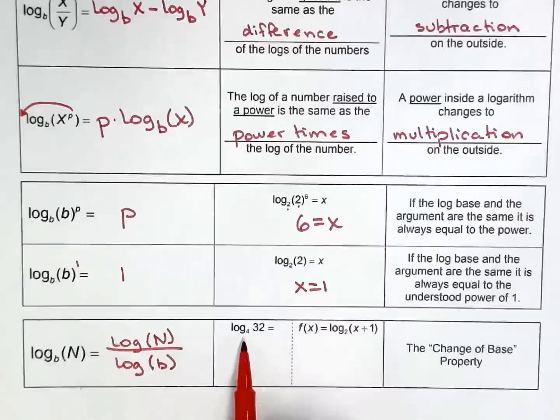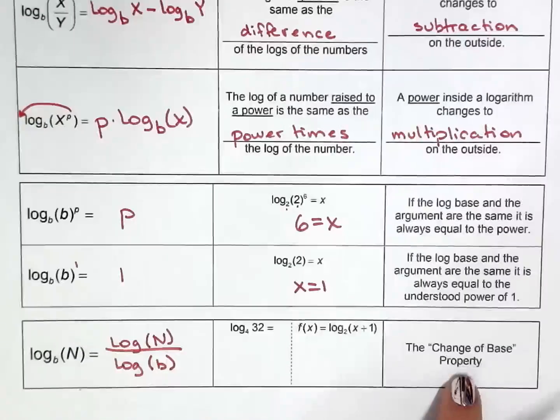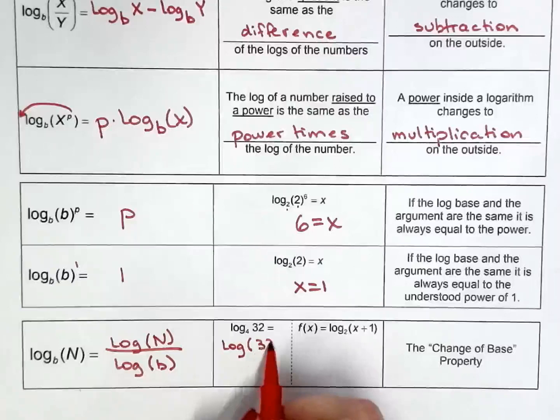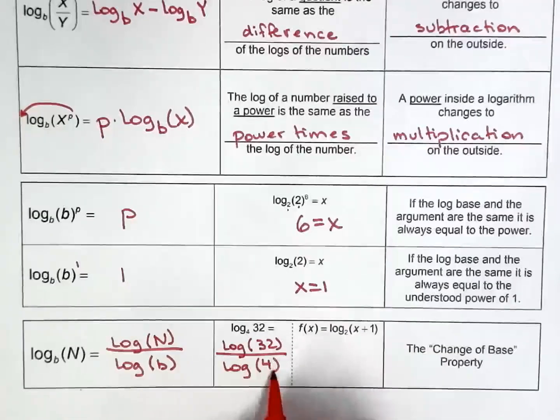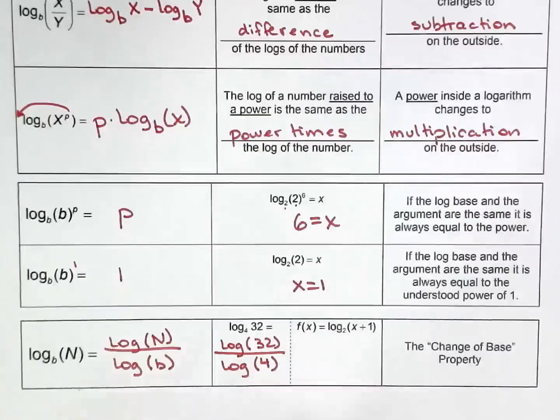Let's practice. So here for us to calculate log base 4 of 32, we will use the change of base property. So log of 32 over log of the base, in this case, 4. Now you can calculate that.